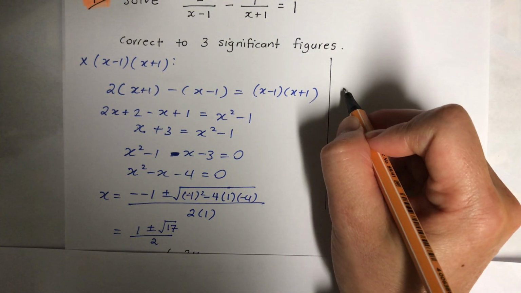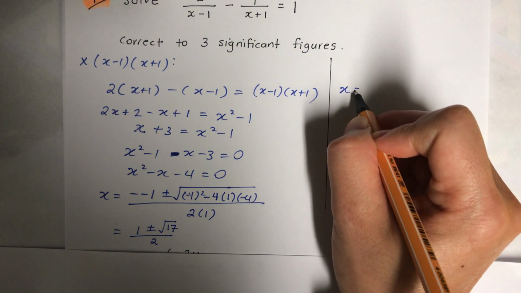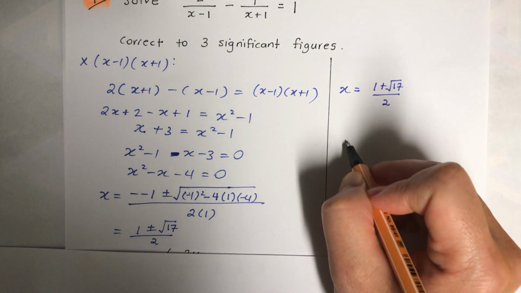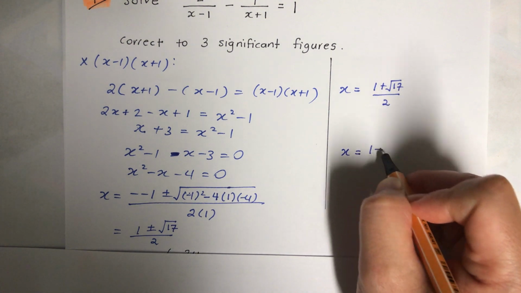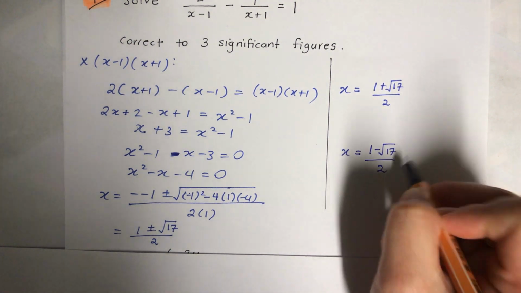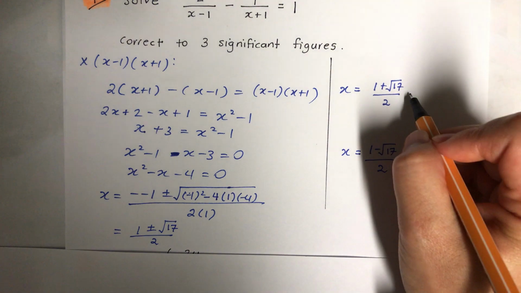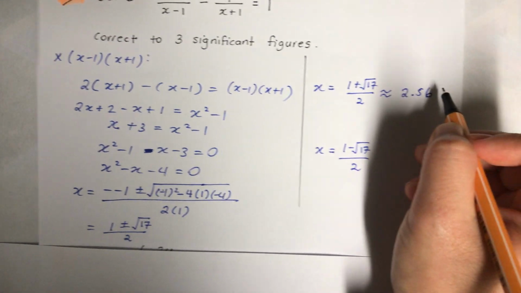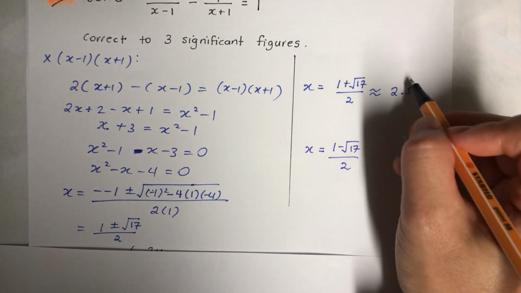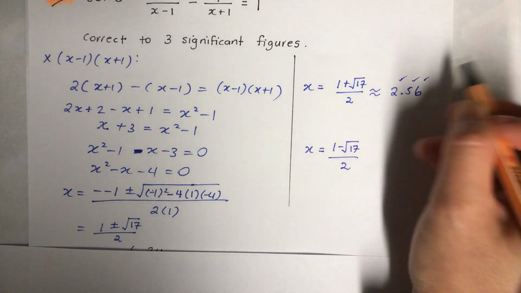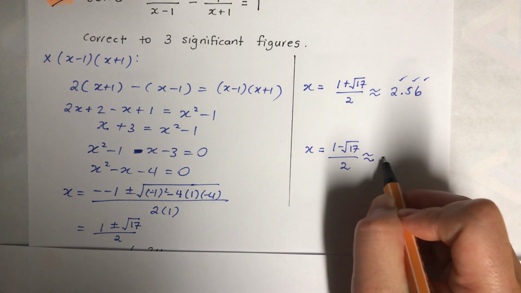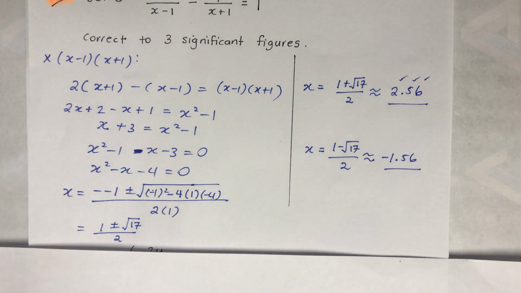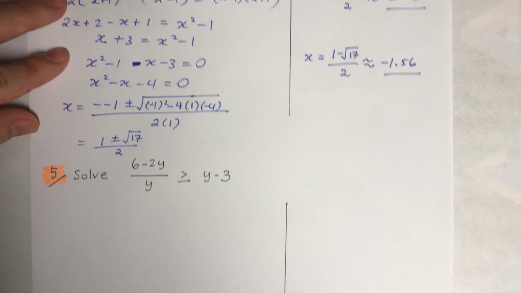So my x is 1 plus root 17 over 2, or my x is 1 minus root 17 over 2. Okay, and put that in the calculator. I will get 2.56 to 3 significant figures, so 1, 2, 3. And that will be minus 1.56. So that's my answers. Okay, excellent. Next one.